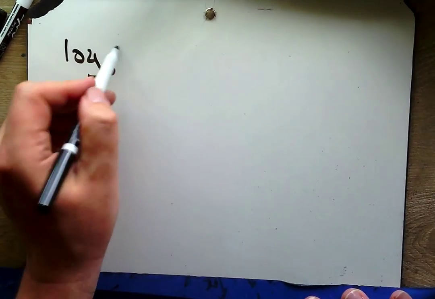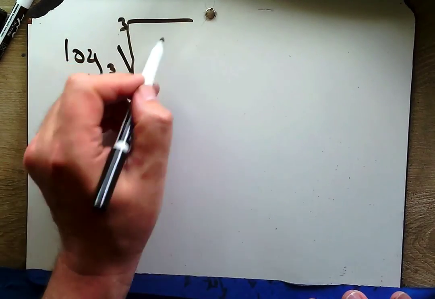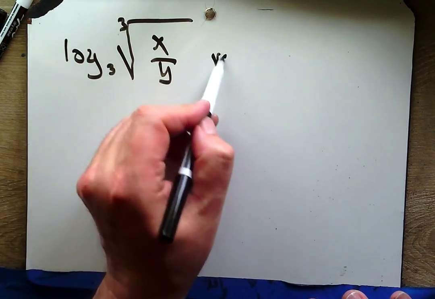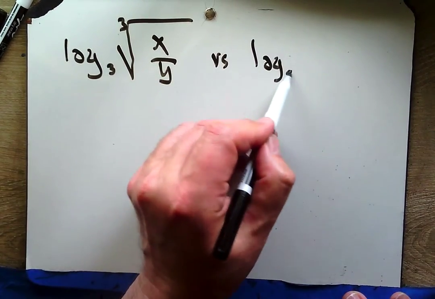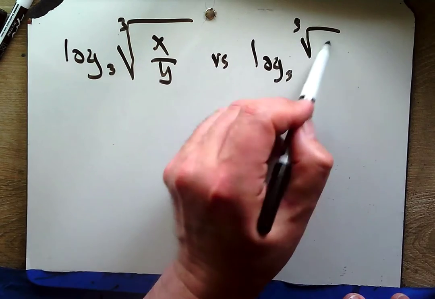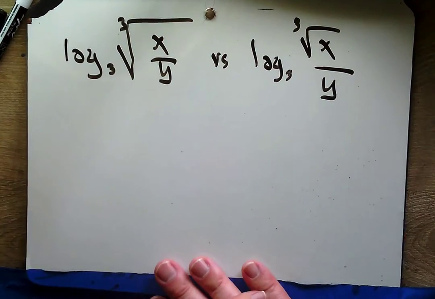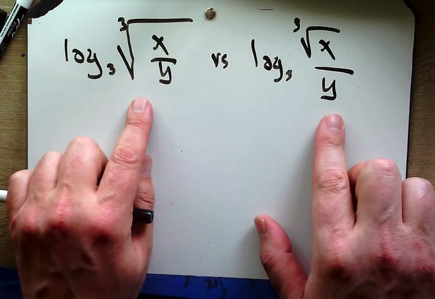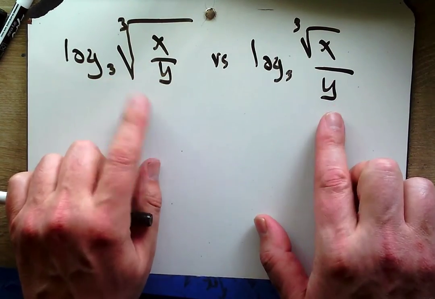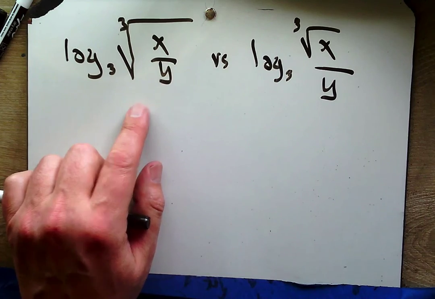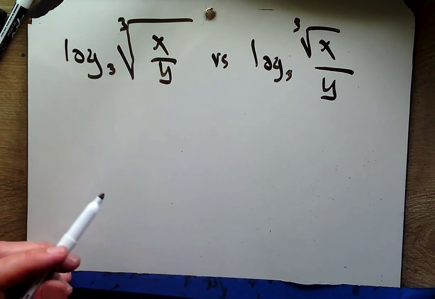All right, and I guess I want to say, hey, think about the difference between this one, cube root of x over y, versus log base 3, cube root of x over y. Huh. Try each of these and think about, well, actually, before you try each of these, think about what you think will be the same and what will be different, and then try each of these.